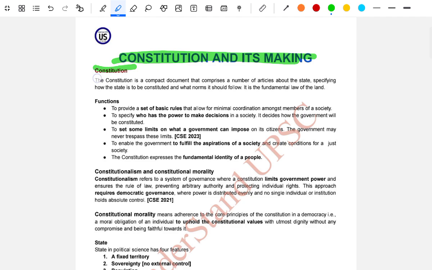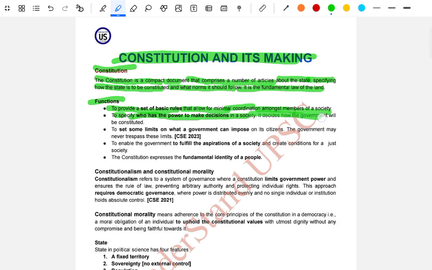Constitution. The Constitution is a compact document that comprises a number of articles about a state, specifying how the state is to be constituted and what norms it should follow. It is the fundamental law and law of the land. It provides a set of basic rules that allow for minimal coordination among the members of society. It specifies who has the power to make decisions in the society.